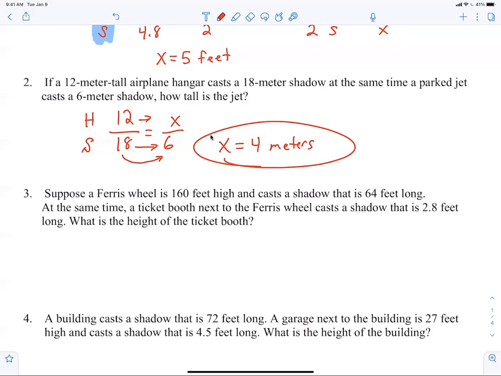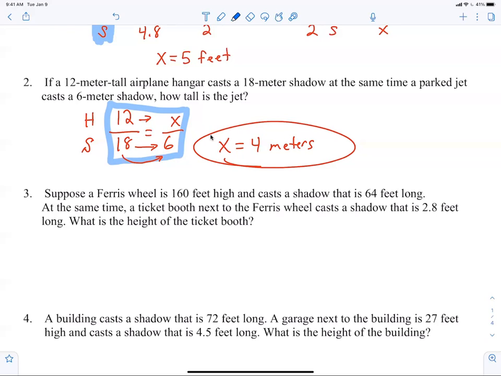Are you worried about setting it up exactly the way I'm setting it up? Yeah, I'm trying to do that. I thought you put the meter shadow with. You can, but I got a different answer. What'd you get? 36. So tell me your proportion.